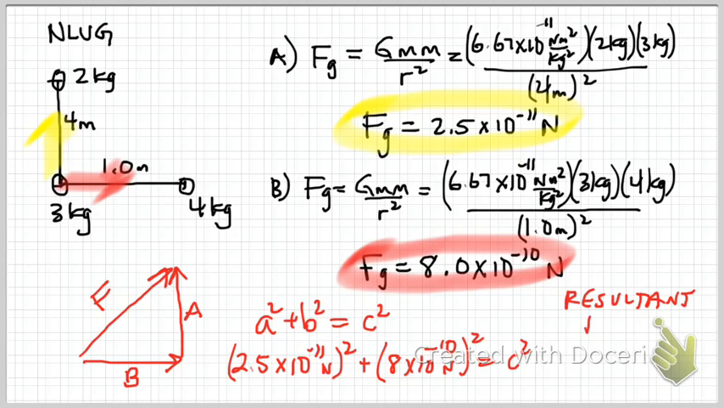You take the square root, and when we take the square root, we get our resultant force, which is 8 times 10 to the negative 10th newtons, which ironically is the same as the force from our calculation between the 3 and the 4, but that's a matter of decimal places.